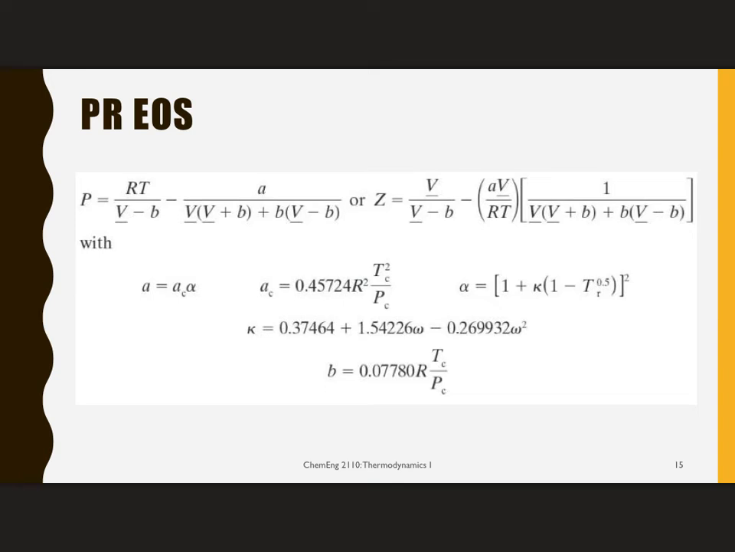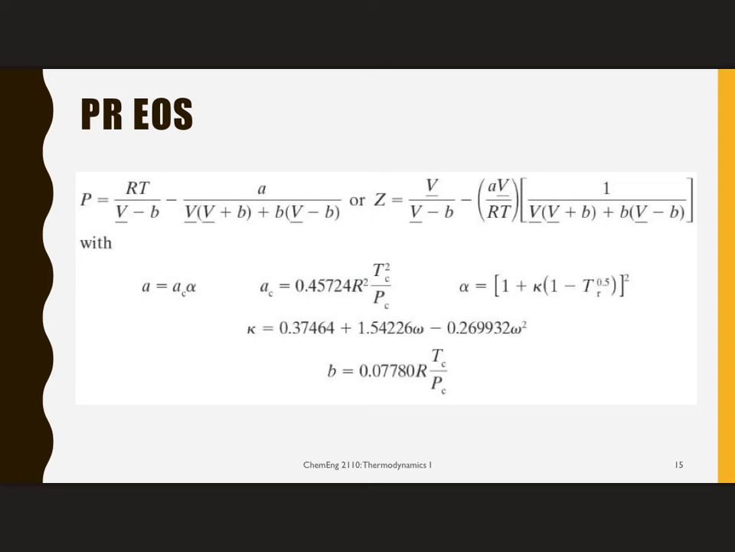For the Peng-Robinson equation of state, a very similar kind of expression. A is going to be Ac times alpha. Ac is 0.45724 R squared Tc squared over Pc. Alpha is 1 plus kappa times the quantity 1 minus the square root of Tr, squared. Kappa is 0.37464 plus 1.54226 omega minus 0.269932 omega squared, and B is 0.07780 R Tc over Pc.